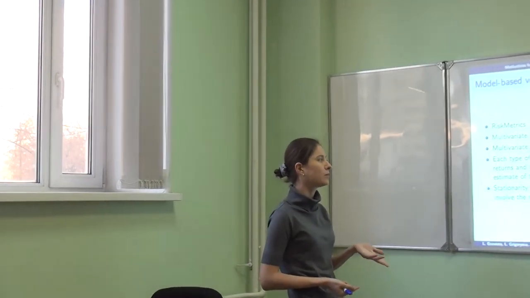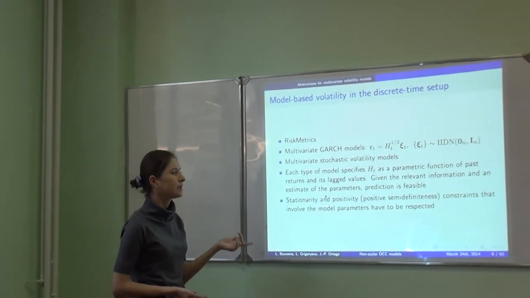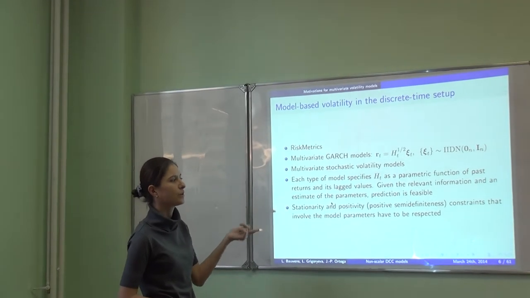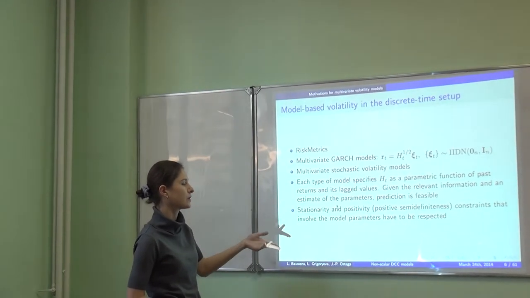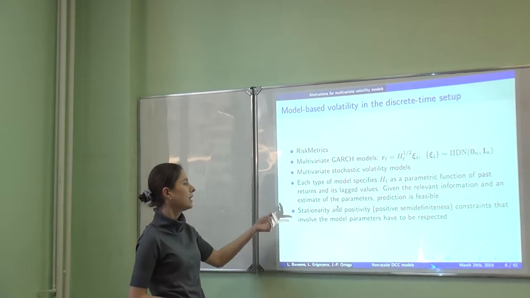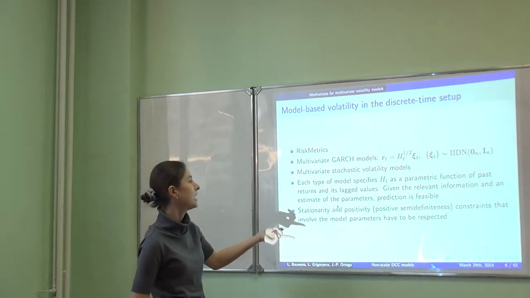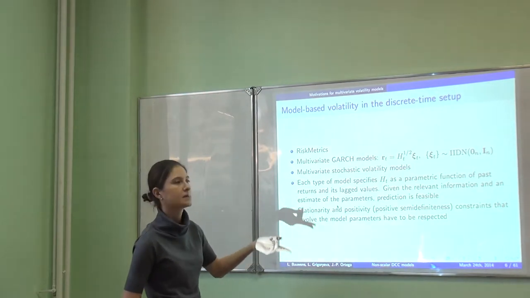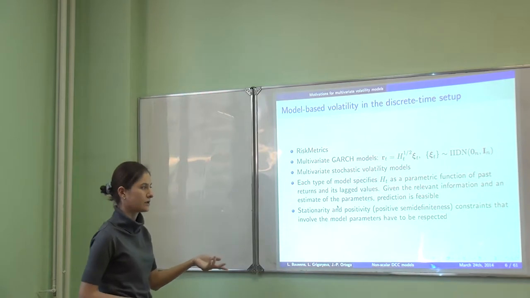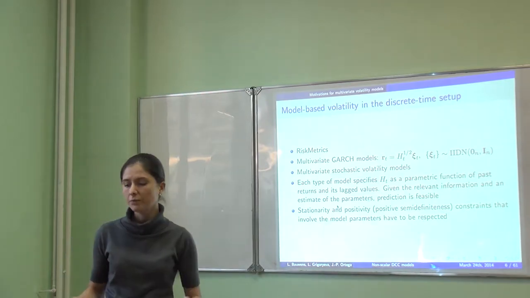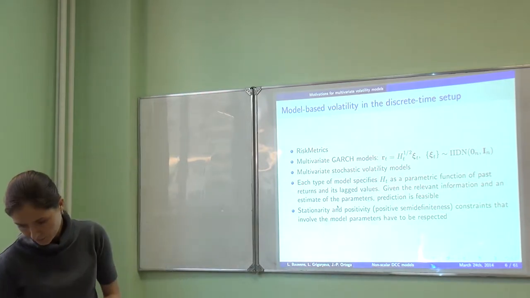So, what are the constraints that go with this approach? Of course, we have to pay somehow for the chance to be able to use the models, so usually this payoff comes with constraints. The constraints we usually have to deal with are stationarity constraints and positivity, or let's say positive semi-definiteness, constraints that involve the model parameters of the given shape.